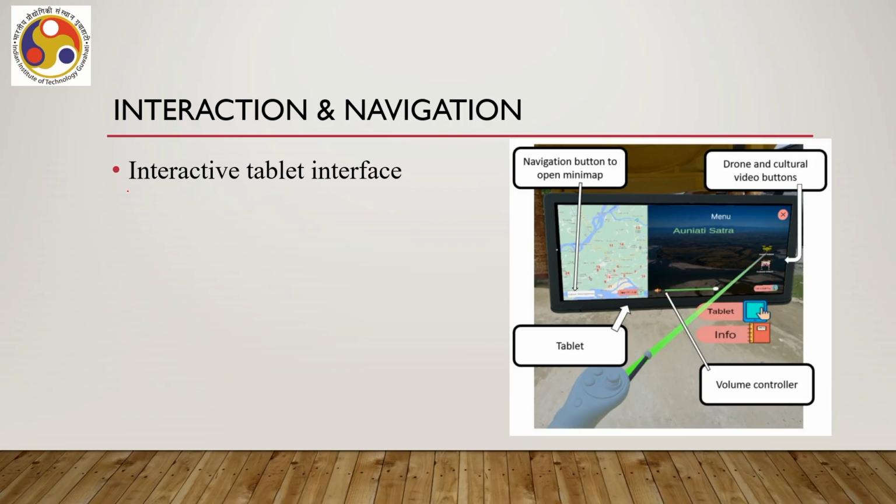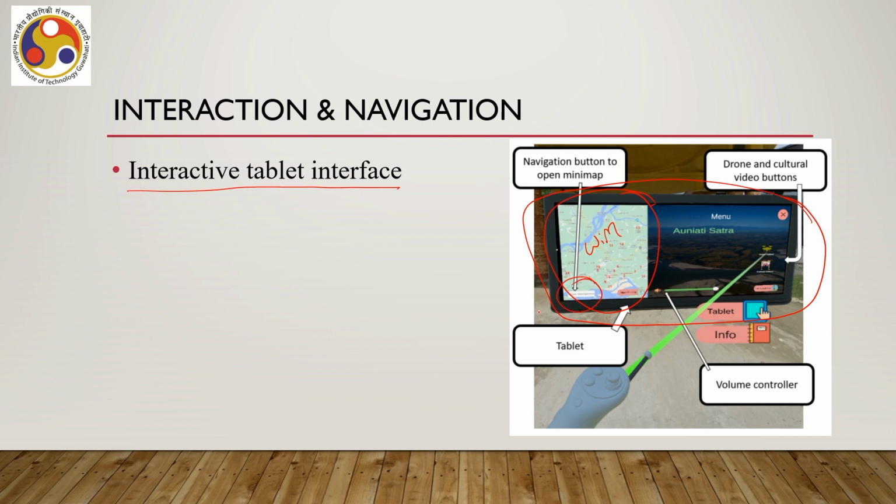For interaction and navigation, we have done several things. First of all, there is one interactive tablet interface provided to the users in this way. Now, the tablet comes with several components. On the left side, there is this whole island visualized. This is the world in miniature type of support, as we have just learned in the interaction techniques. So, we are providing a world in miniature in the form of a map of the island.